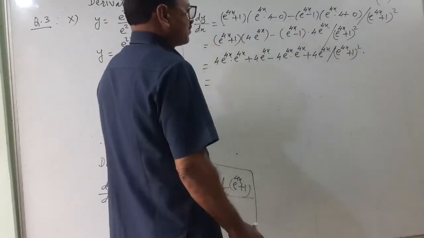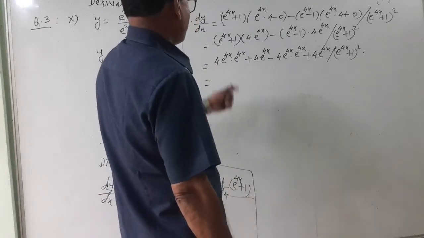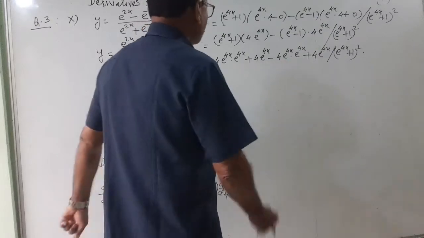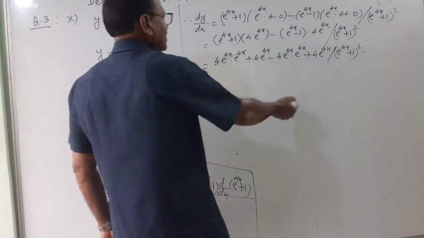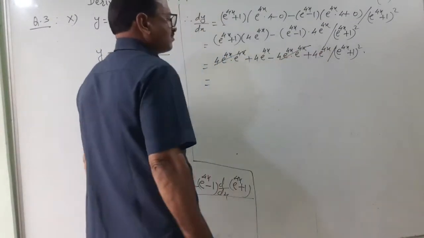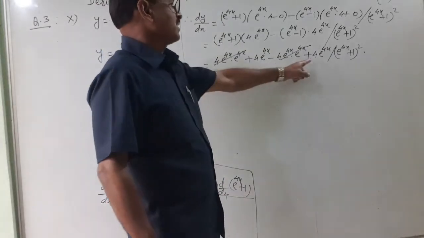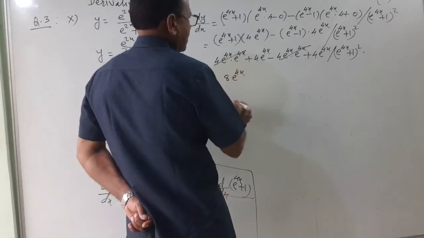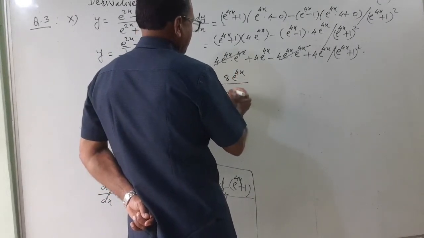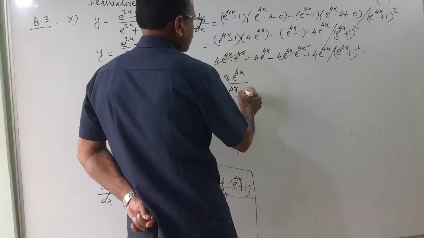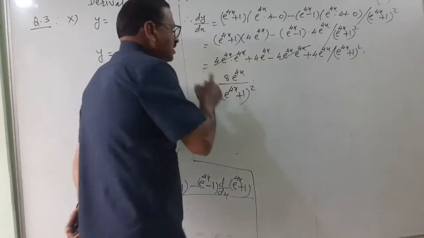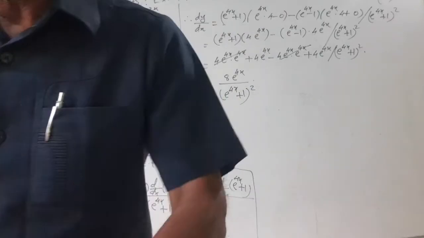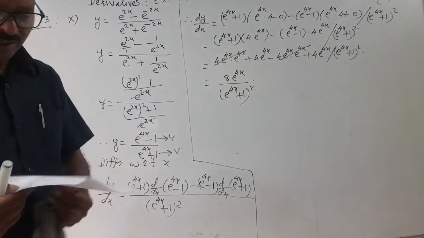Now check what you can cancel. 4 e raised to 4x is the same, so instead of going on adding, I will just cancel it. Now this and this will be 8 e raised to 4x upon e raised to 4x plus 1 bracket square. This way this sum will be over. Hope that you have understood. Now you are in a better position to understand the sum.